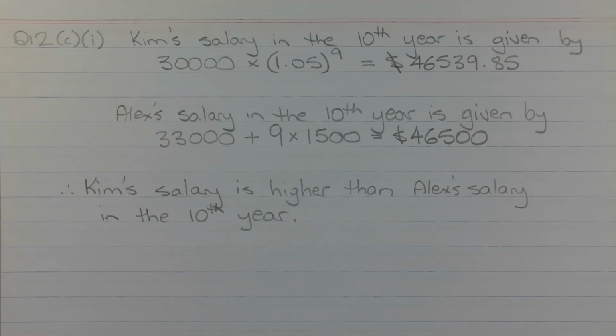Now, in contrast, Alex's salary increases by the same amount each year of $1,500. So it works like simple interest. And there are 9 increases of $1,500, and it's the same increase each year. So Alex's salary in the 10th year is given by $33,000 plus 9 times $1,500, which gives us $46,500, which is less than Kim's salary in the 10th year. Therefore, Kim's salary is higher than Alex's salary in the 10th year.